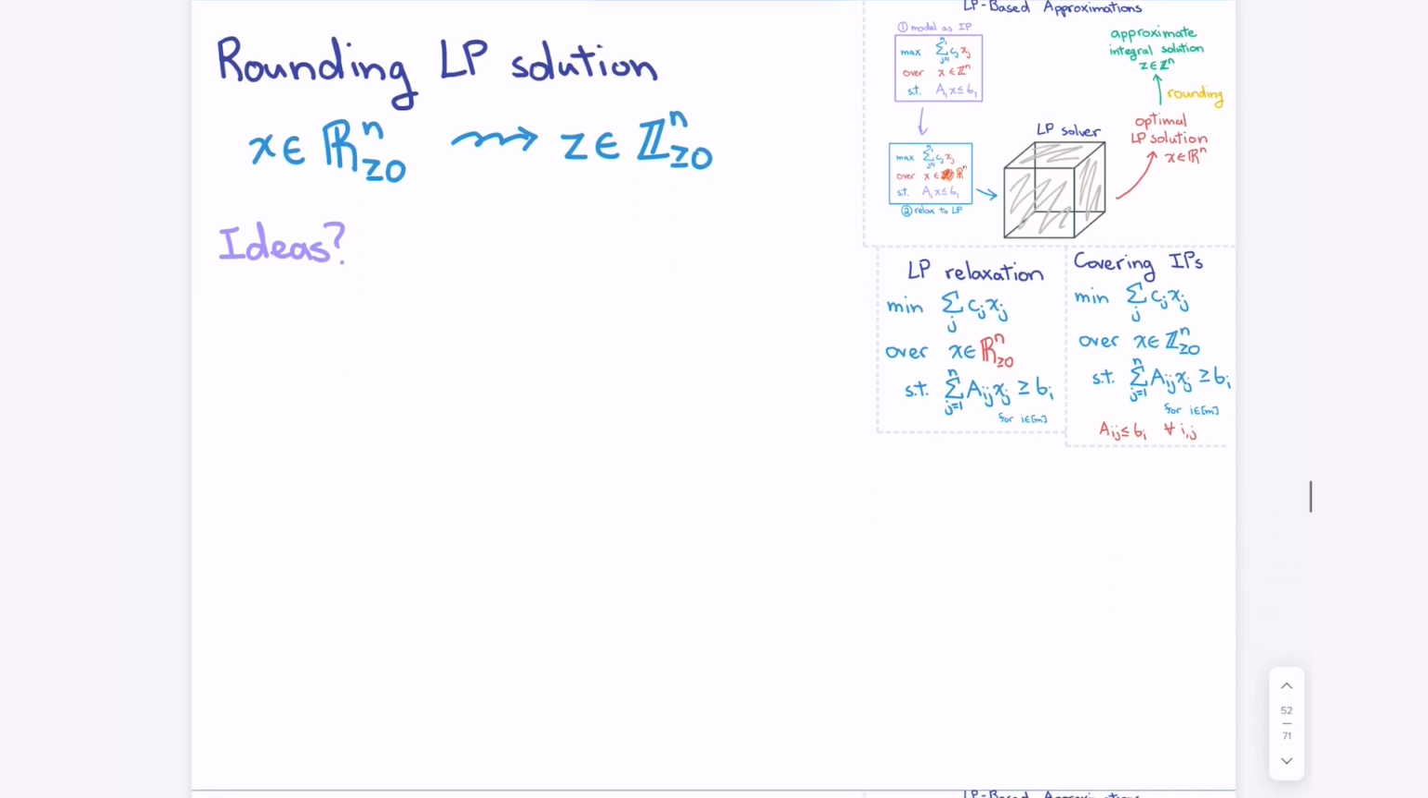And now, same question. Very similar setup. I want to take some fractional solution and turn it into an integer solution. Any ideas?